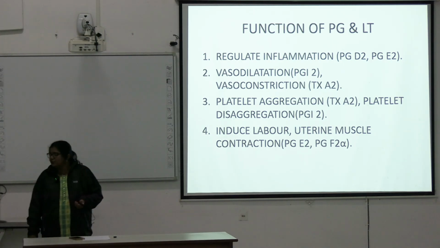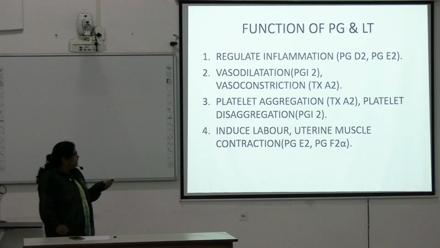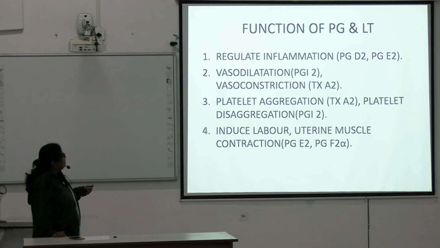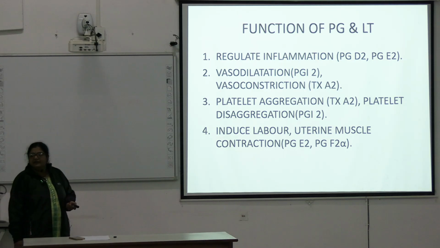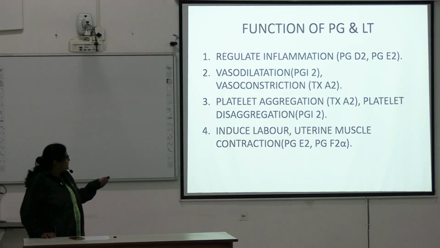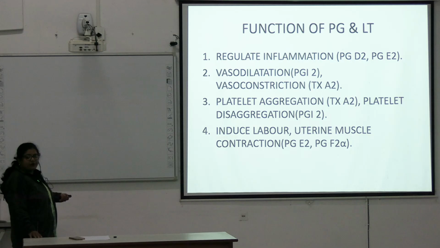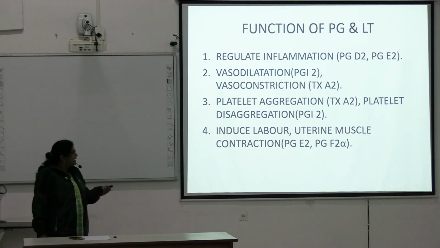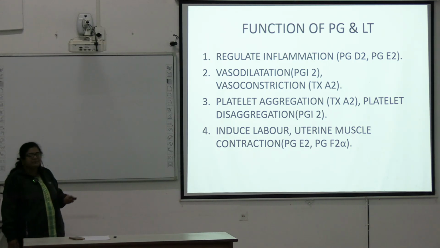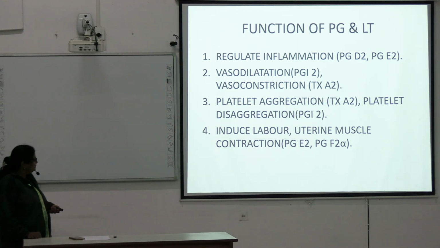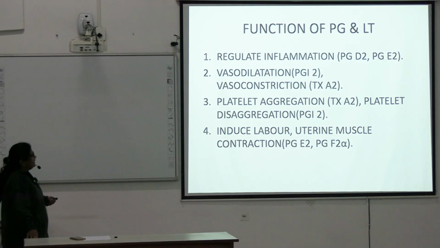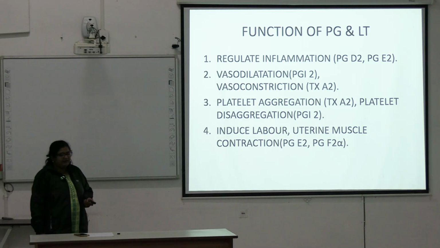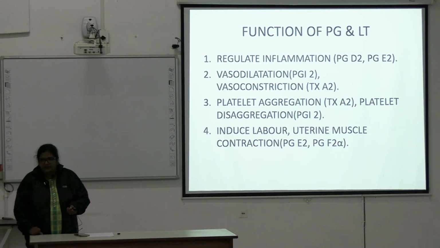They produce vasodilation by PGI2, vasoconstriction by thromboxane A2, okay. They produce platelet aggregation by thromboxane A2 and platelet disaggregation by prostacyclin PGI2. They induce labor and produce uterine muscle contraction.